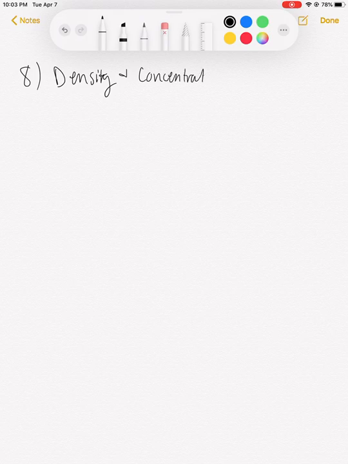All right, last one is number 8. We're going to talk a little bit about units of density and concentration. So part A: what is density? Density is a term used to describe compactness or crowding.